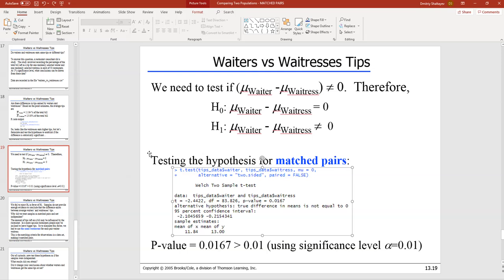or are they completely random. Okay, so that concludes our lecture on matched pairs, and in the next lecture we're going to discuss comparison of two populations if the data are categorical, and therefore we're comparing proportions.